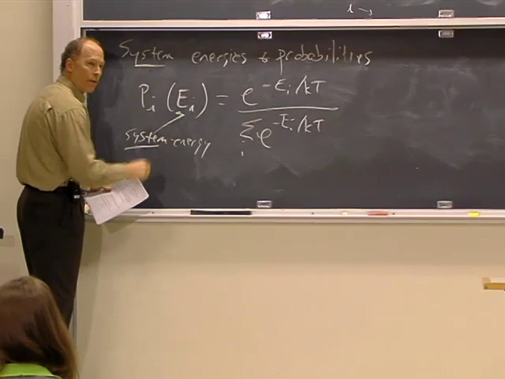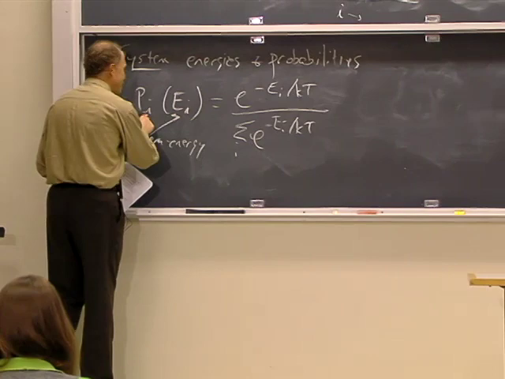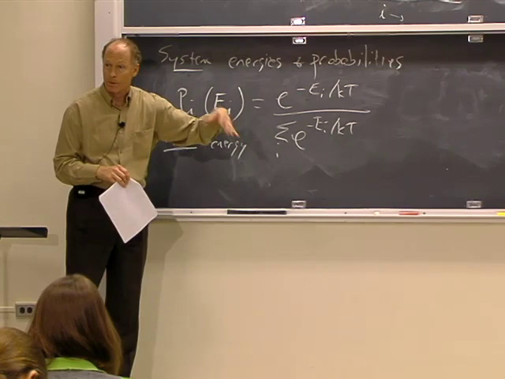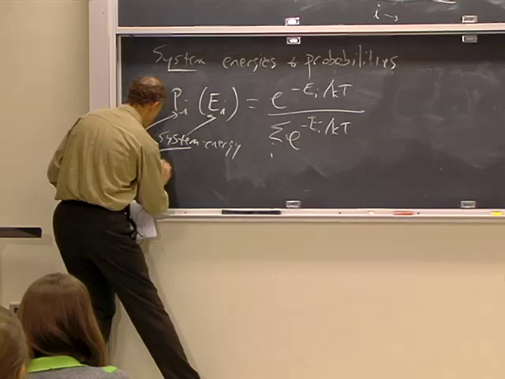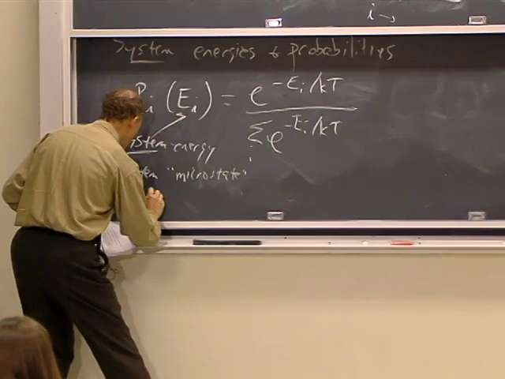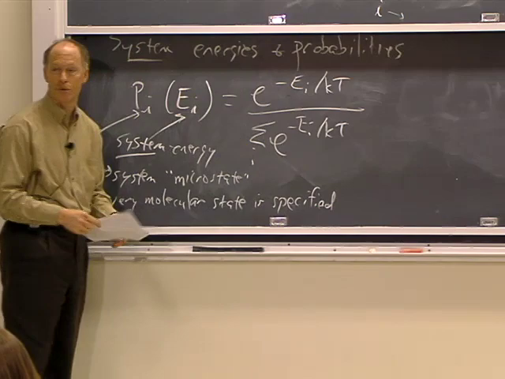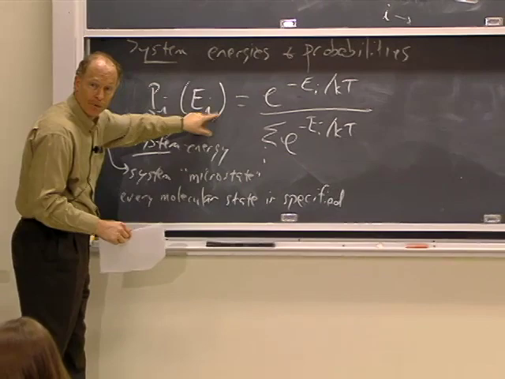Now, this i doesn't refer to a single molecule state. We're talking about a whole system. It might be a mole of atoms or molecules in the gas phase or what have you, right? It refers to a system state where the state of every one of those atoms or molecules is specified, okay? So this is a system microstate. Every molecular state is specified. So for a mole of stuff, that means there might be 10 to the 24 or so molecular states that this single subscript is indicating, right?